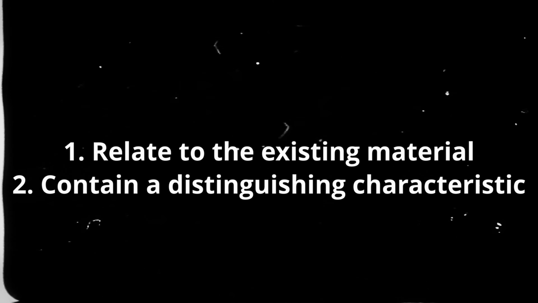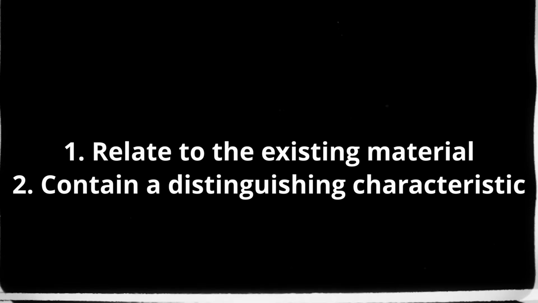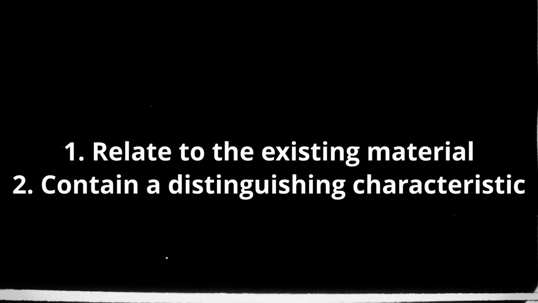A good B section really only needs to do two simple things. It needs to have some relationship to the existing material, and it needs to have some unique characteristic that distinguishes it from that section that we've already written.